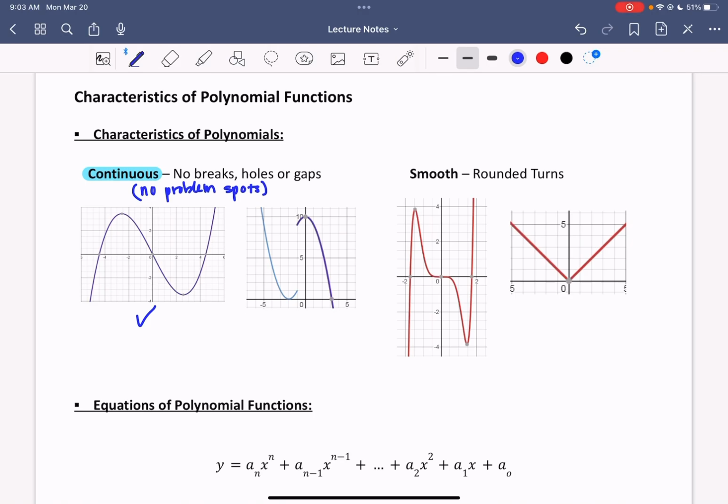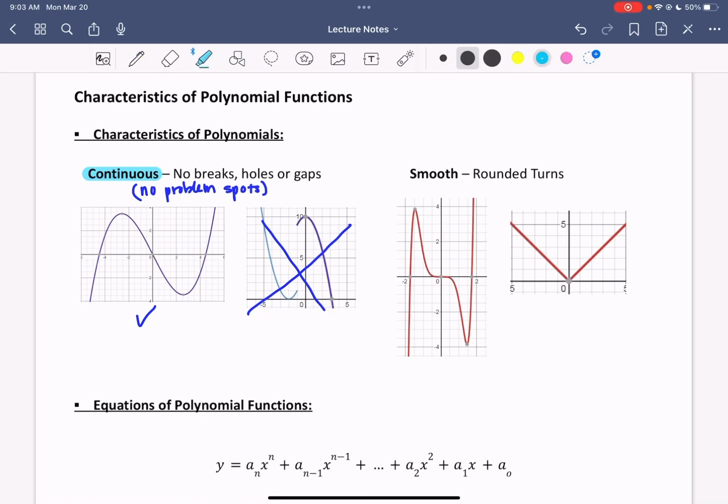This next one, you can see if I went to draw it, I would come down, loop up, and then I would have to pick up my pen and pick up here and come down again. So we have a really big problem area right here in the middle. It has a break. And so we would say this is not a polynomial function because it is not continuous.